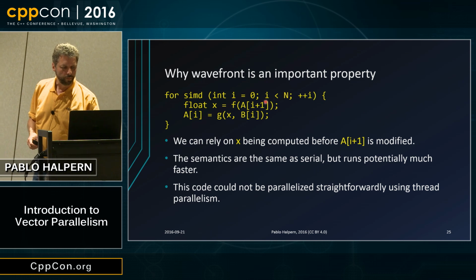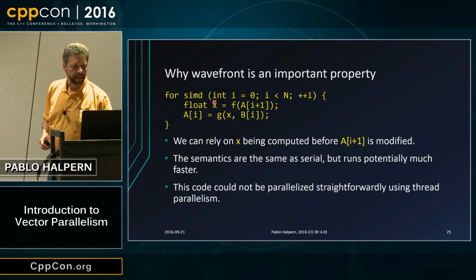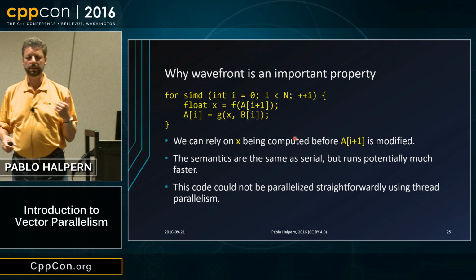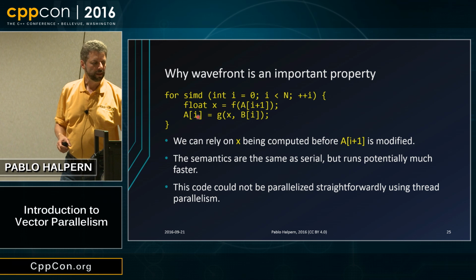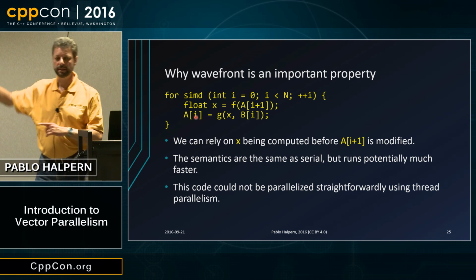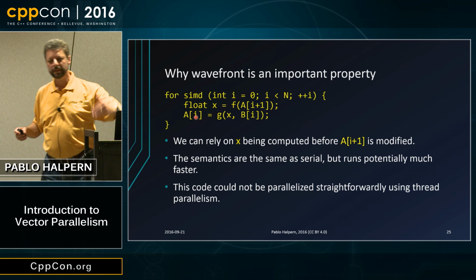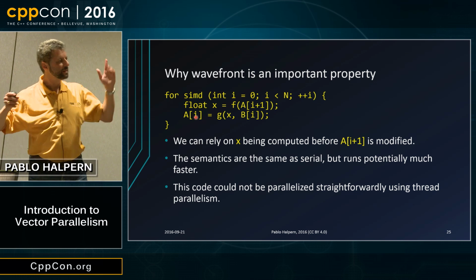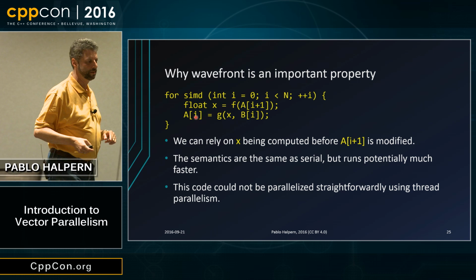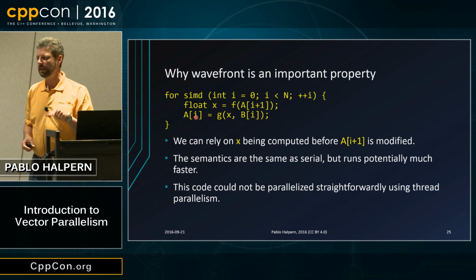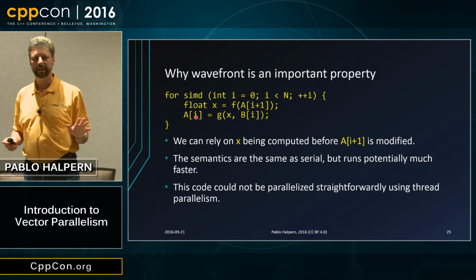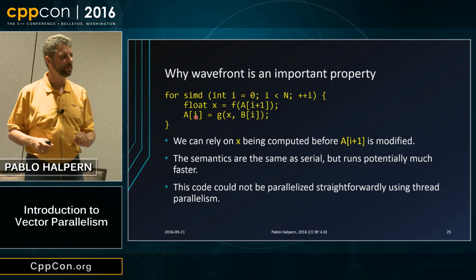So when we read x from this function call on a sub i plus 1, we can rely on the fact that a sub i plus 1 has not yet been modified. Why? Because the step to modify a sub i plus 1 in the next iteration is later in the sequence and cannot have happened yet, because the wavefront says it'll never get ahead of me. Okay, so this is legal. This is legal in vector code, and very fast. The vector code just does not care, as long as you've met the requirements.